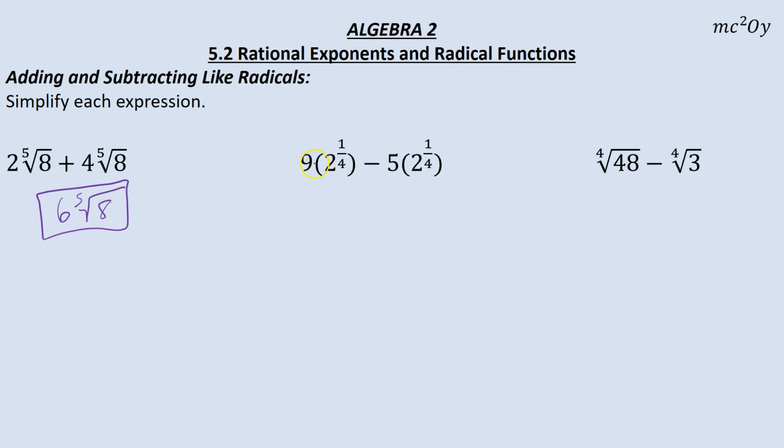So looking at this, I've got 9 2 to the 1/4 powers and 5 that I'm taking away from. I have 5 of those 2 to the 1/4 power. So I'm dealing with the 2 to the 1/4. 9 minus 5 is 4. 4 times 2 to the 1/4.